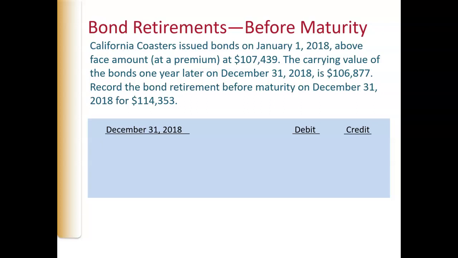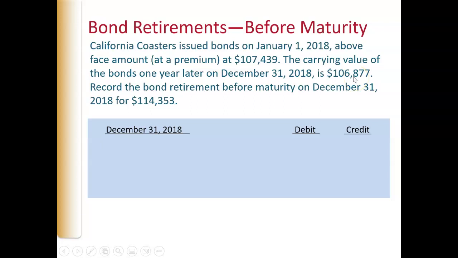It's letting us know what the current carrying value is when the bonds were retired. And it's letting us know how much cash we had to pay to mature, to retire these bonds. So my guess is the true face amount was 100,000 of the bonds, right? Which means the premium when they initially took it out was $7,439.